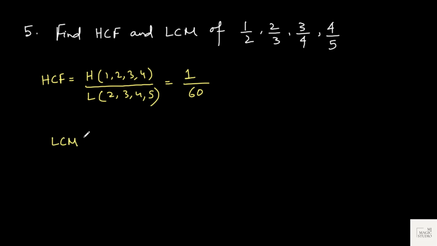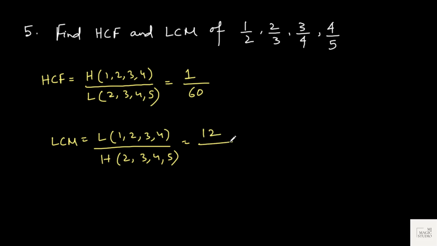And let us calculate LCM. LCM of 1, 2, 3, 4 by HCF of 2, 3, 4, 5. LCM of 1, 2, 3, 4: 2 into 3 is 6, and 2 gone, into 2, 12. LCM of these numbers is 12, and for HCF of 2, 3, 4, 5, only 1 is common here. So LCM is 12 and HCF is 1 by 60.